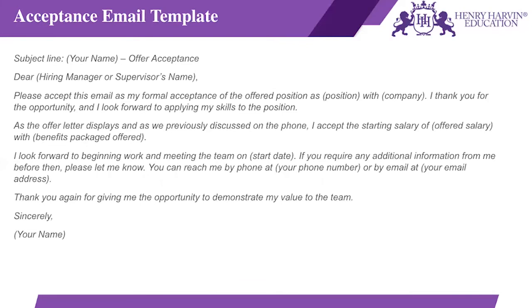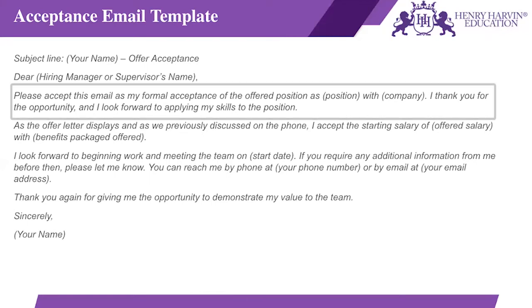The subject line says your name and offer acceptance. Dear, now the name and designation of the person whom you are writing back to. Usually these are people from the HR department or your immediate seniors. Please accept this email as my formal acceptance of the offer that you have put in for me, or of the offered position, or of the terms and conditions laid by the organization.